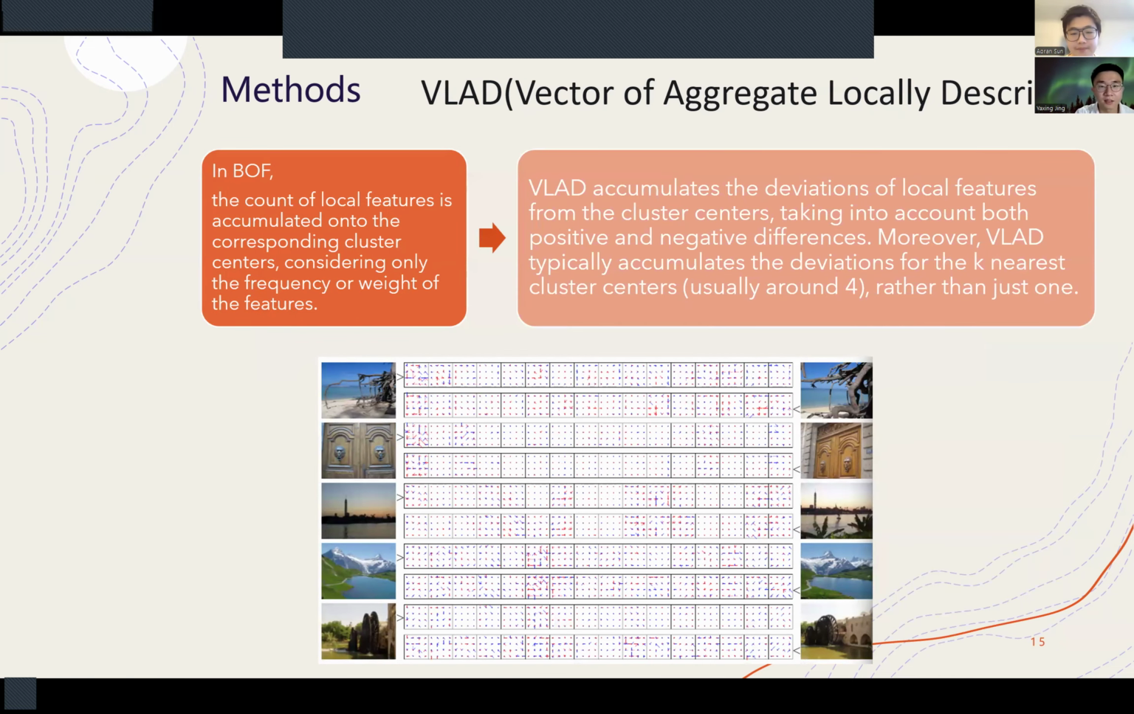And the next method is called the vector of locally aggregated descriptors, or VLAD. In BOF, the count of local features is accumulated onto the corresponding cluster centers, considering only the frequency or weights of the features. But in VLAD, it accumulates the deviations of local features from the cluster centers, taking into account both positive and negative differences. Moreover, VLAD typically accumulates the deviations for the k-nearest cluster centers rather than just one.